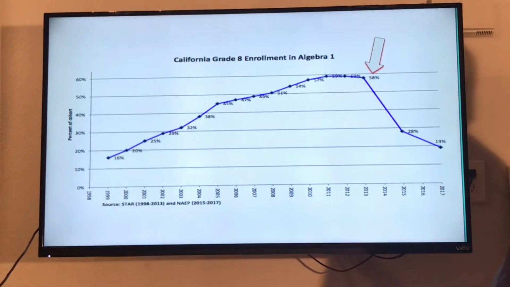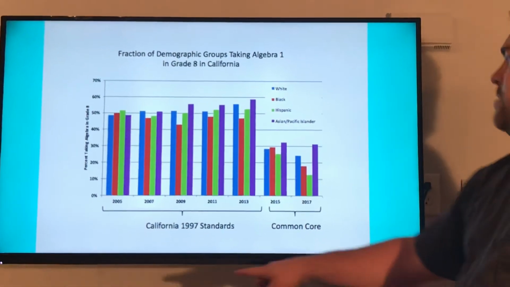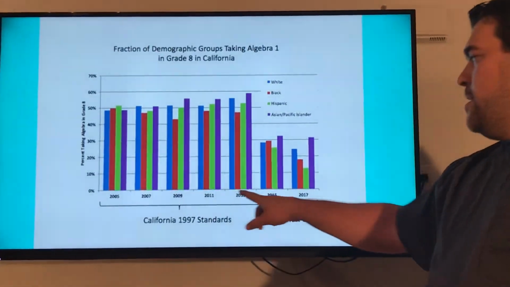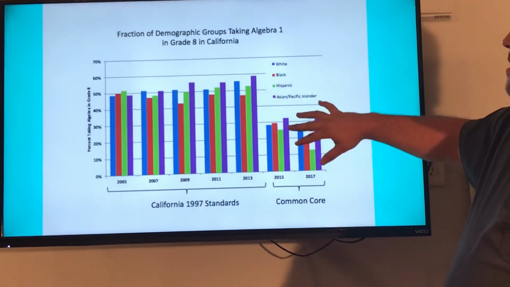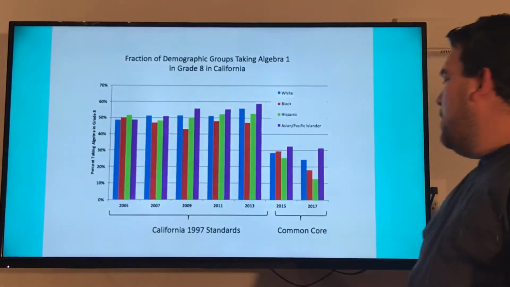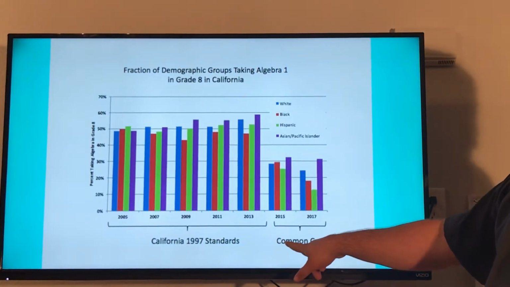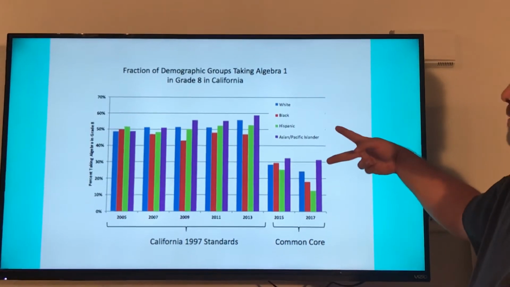Now the next graph that I'm going to be showing shows the demographics breakdown. As you can see on the bottom, during the 1997 standards, they're ranging around 50-55% on average between all the categories: white, black, Hispanic, Asian. In the Common Core period, you can see 2015-2017, it's almost reduced by almost half.